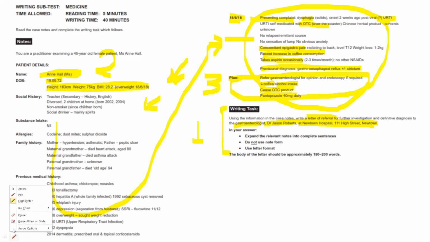So again, read the writing task, read the patient details, read the plan and the last visit or the presenting complaint to know the case of this patient and what you have to do for this patient and what the important information you have to include in your writing. So you'll know the provisional diagnosis and the symptoms in the past and drugs that had been taken. So you have to know this information before selecting the relevant or irrelevant case notes.